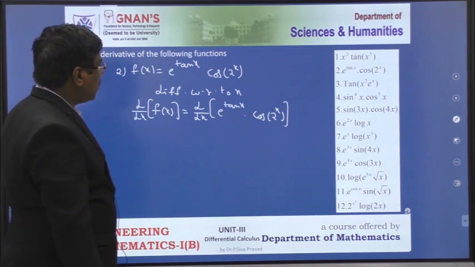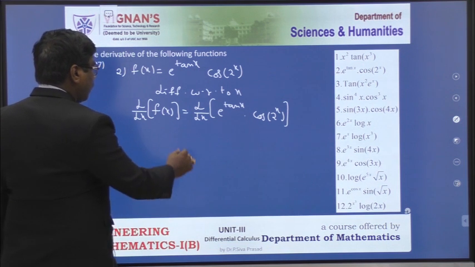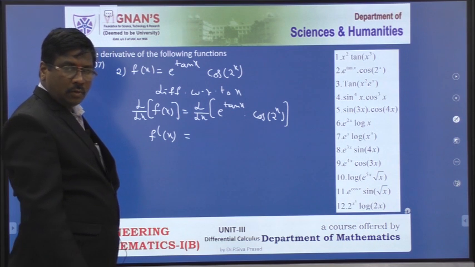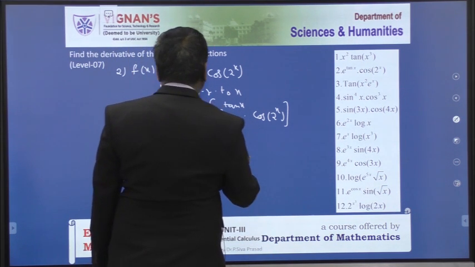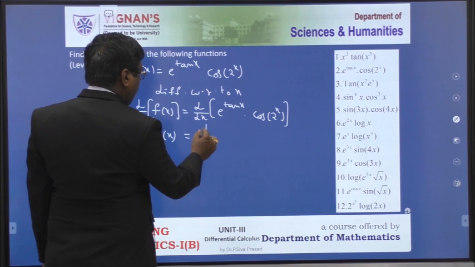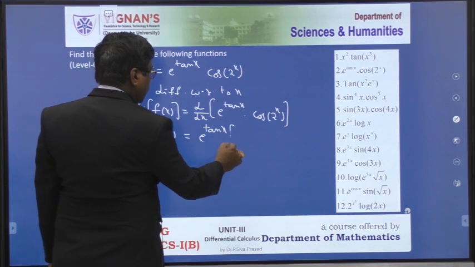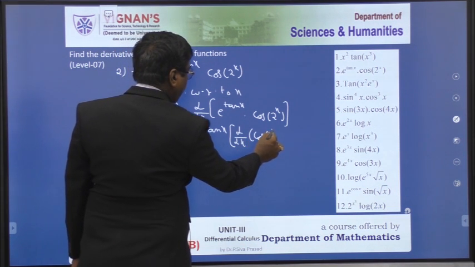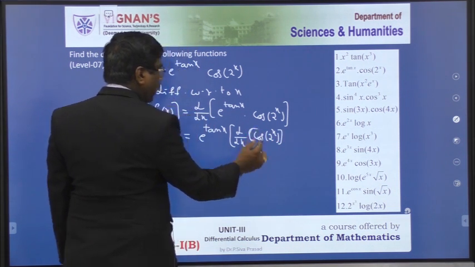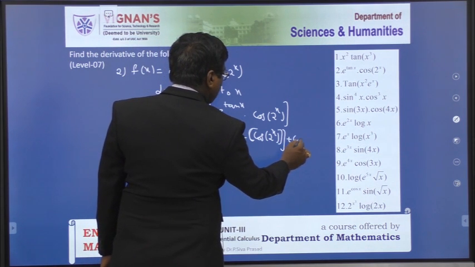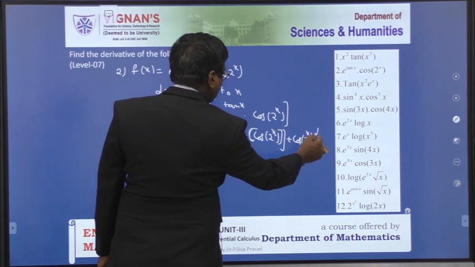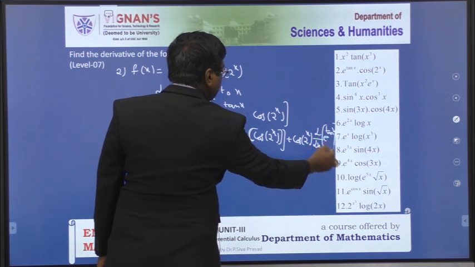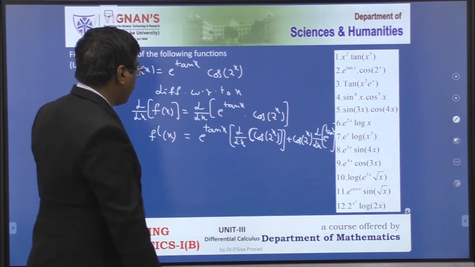So this is u and this is v formula. Therefore, d by dx of f of x, that is f dash of x, is equal to e power tan x into d by dx of cos of 2 power x, plus cos of 2 power x into d by dx of e power tan x.